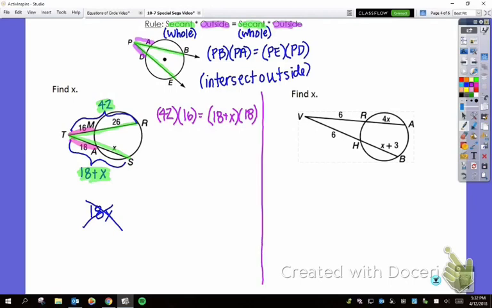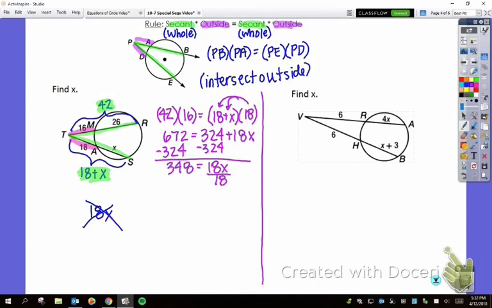Now, we're going to multiply 42 times 16, which gives us 672 equals. On the right-hand side, we've got this 18 plus x and this 18, which means we have to distribute to both things in the parentheses. So we get 324 plus 18x, and then you can just solve. So we're going to subtract 324, and we get 18x equals 348. Divide by 18, and we end up with x equals 19.3.